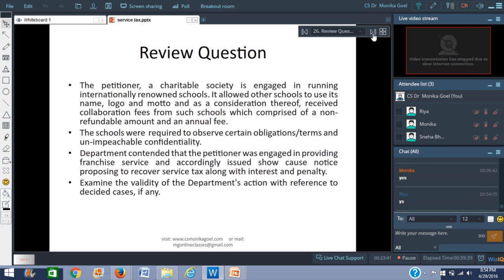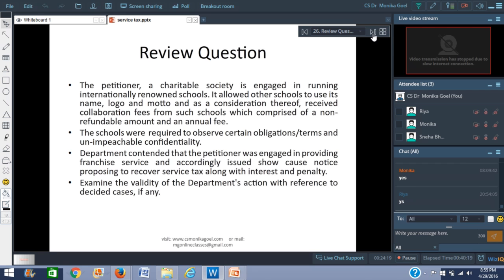So there is a charitable society which is running schools, and it is giving its name, logo, motto. That means it's like franchising, isn't it? If I look at the transaction, though we are calling it collaboration fees, in normal language we call it franchising. The schools were required to observe certain obligations, terms, and unimpeachable confidentiality. So the schools had to work on the guidelines given by the charitable society only. The department contended that the petitioner was engaged in providing franchise service and accordingly issued a show cause notice proposing to recover service tax along with interest and penalty, because you're getting an annual fee and you've also got a non-refundable amount. So therefore you must charge service tax.